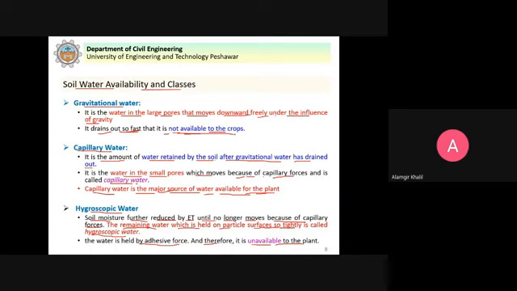So that is why this gravitational water drains out so fast that it is not available to the crops. When the crops take the water, the process is very slow. By the time it takes the water, this water is already drained out. Is the concept clear now?